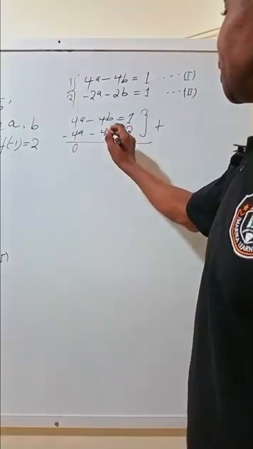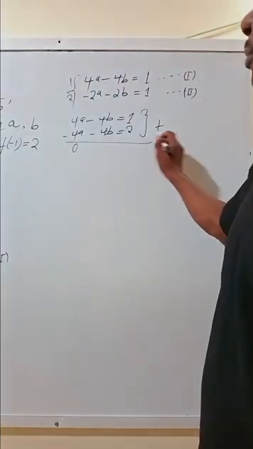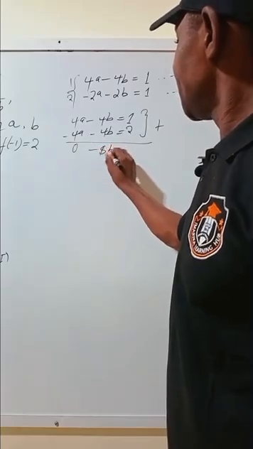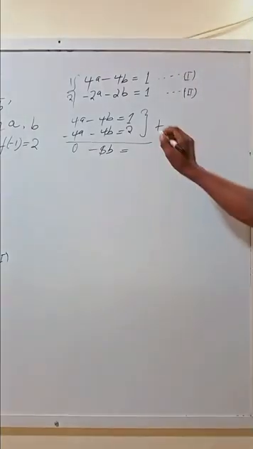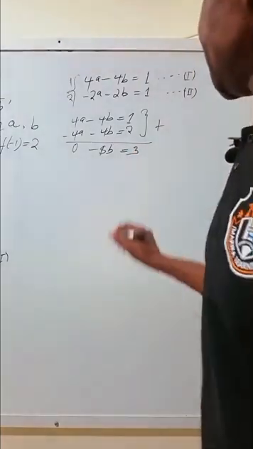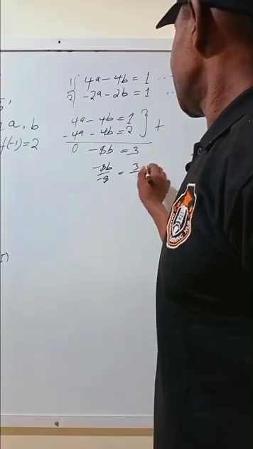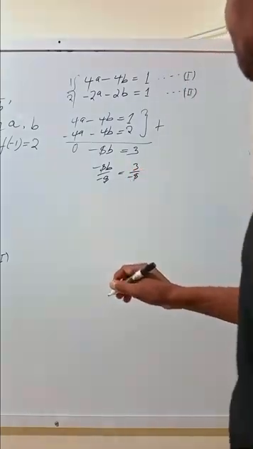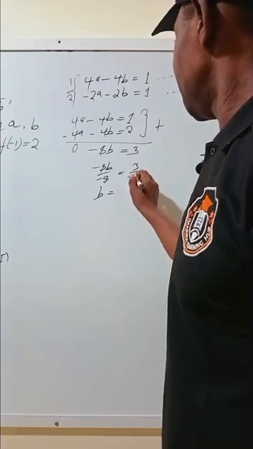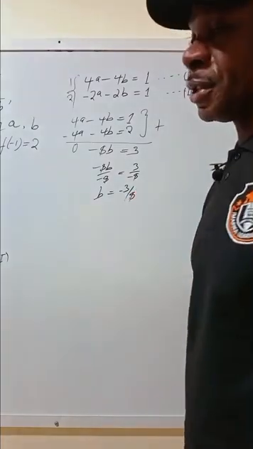Then here we have negative 4b plus negative 4b. This one gives us negative 8b is equal to 1 plus 2, which gives us 3. So what is next? Here we have negative 8b. Let's divide by negative 8, and on the right hand side, let's divide by negative 8. So we have our b to be equal to negative 3 over 8.